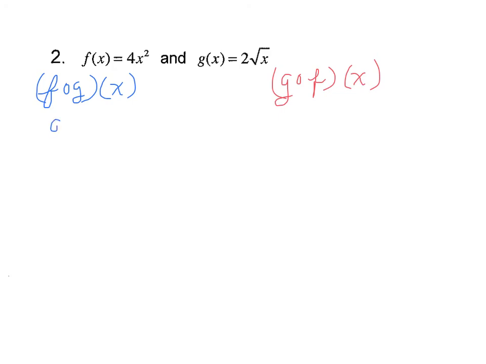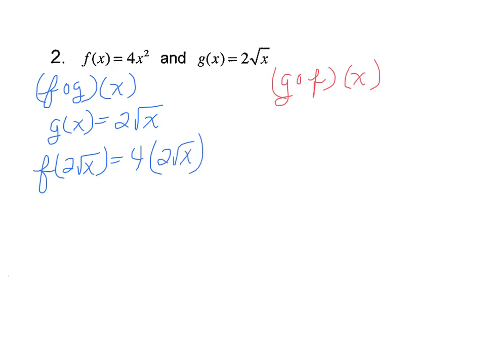Working right to left, we're going to find g of x first to be 2 radical x. So then f of 2 radical x is going to be 4 times 2 radical x, the whole thing squared. Well, 4 times 2 squared is 4, and squaring and square root cancel each other out, so that I get 4x. And 4 times 4x is 16x.